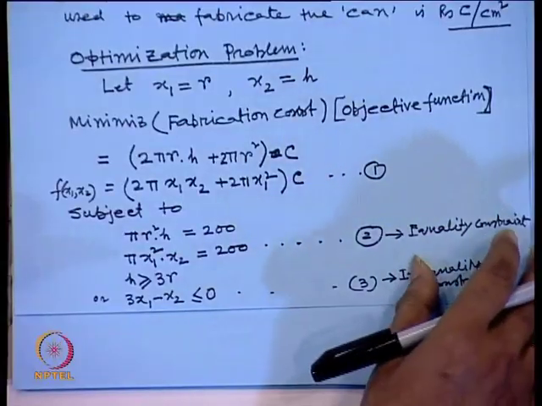So there are two types of static optimization: linear optimization problems and nonlinear optimization problems. We will call it a linear optimization problem when the objective function and all the constraints are linear. And we will call it a nonlinear optimization problem if any one of them, either the objective function or any inequality constraint, maybe more than one constraint, is nonlinear in the variables. Then we will call it a nonlinear optimization problem.